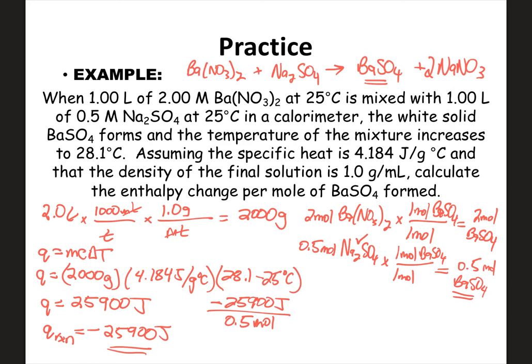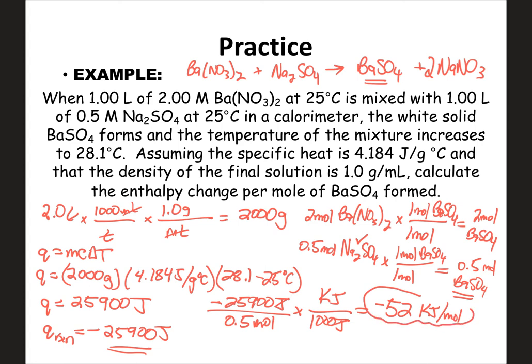So this would just give us the joules per mole of the barium sulfate formed, but now we need to get this to kilojoules per mole. That's easy. We know there's 1,000 joules for every kilojoule. Your joules cancel, and you would be in kilojoules per mole. So when you plug and chug in sig figs, negative 52 kilojoules per mole here.